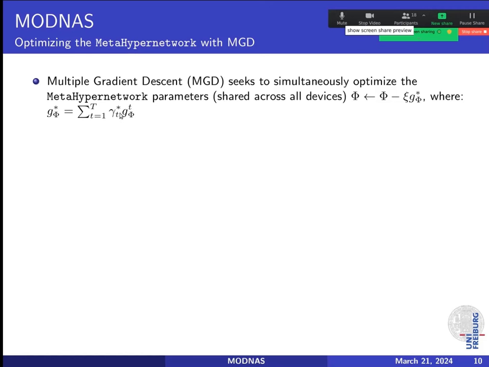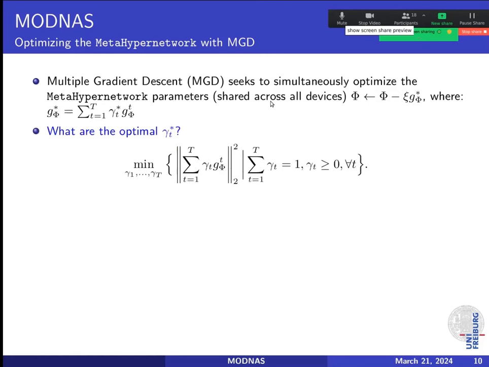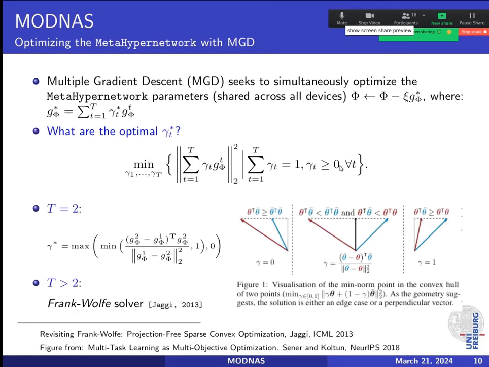If you do the mean gradient, this G star phi will be the mean gradient. But what we do here is update by solving this minimization problem. We try to estimate these coefficients for the gradients of each device by solving this quadratic problem, where the sum of these gamma coefficients is 1 and all are greater than or equal to 0. And we do the same as in the multitask learning as multi-objective optimization paper from Sener and Koltun, NeurIPS 2018.